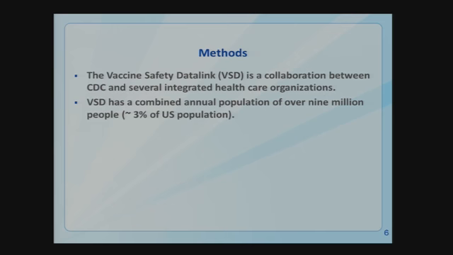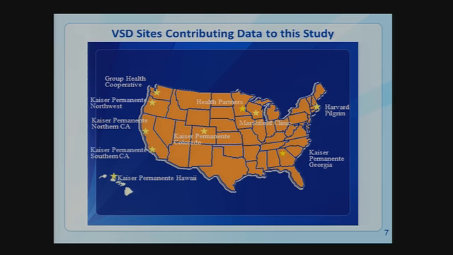So this is a Vaccine Safety Datalink study, and the VSD is a collaboration between CDC and several integrated healthcare organizations. It has a combined annual population of over 9 million people, approximately 3% of the US population. So for this study, 10 different VSD sites contributed data, so you can see that they're geographically dispersed across the United States and tend to represent more closed model health plans that have good data capture and well-defined populations.